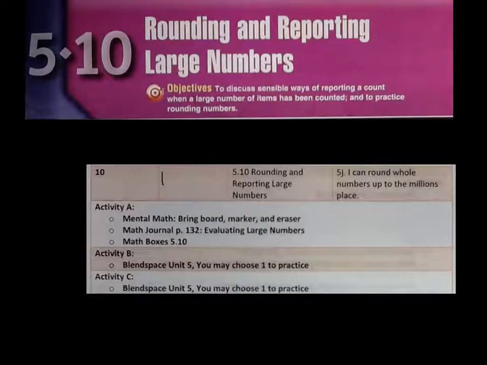Today's learning journey, you should have the date up top. You are going to finish the mental math, which we did. Then you're going to round large numbers on your math journal, page 132. Your math boxes should be complete by now. Your teacher is going to be checking all of the problems on here, and it needs to be 100% correct. Then you may move on to the blend space. Make it a great day.